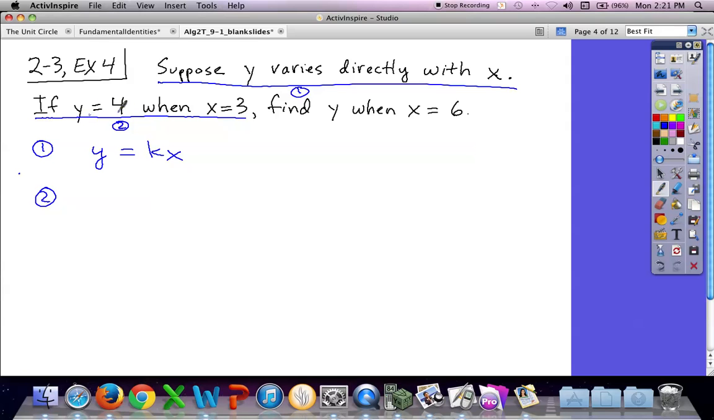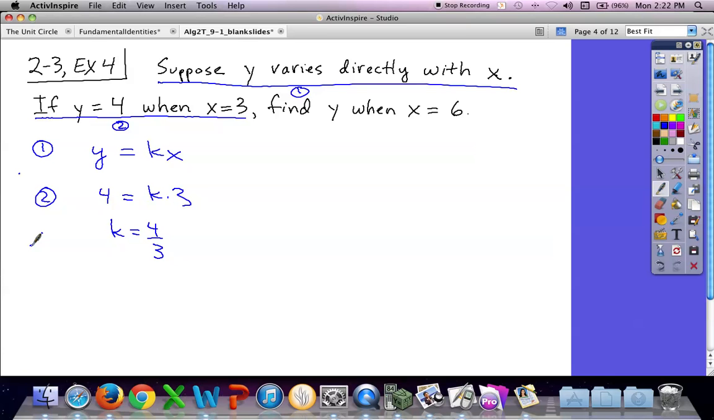If y equals 4 when x equals 3, 4 equals k times 3. Okay, solve for k. Divide both sides by 3. And now we've got k equals 4/3.